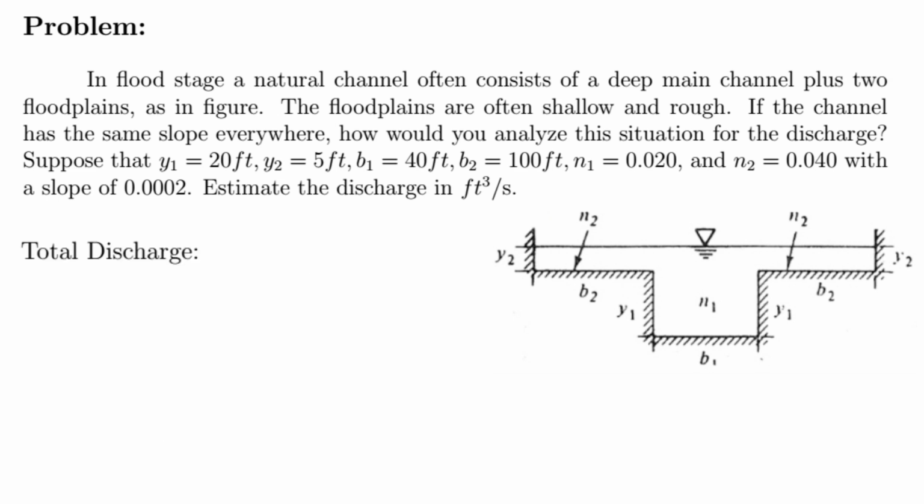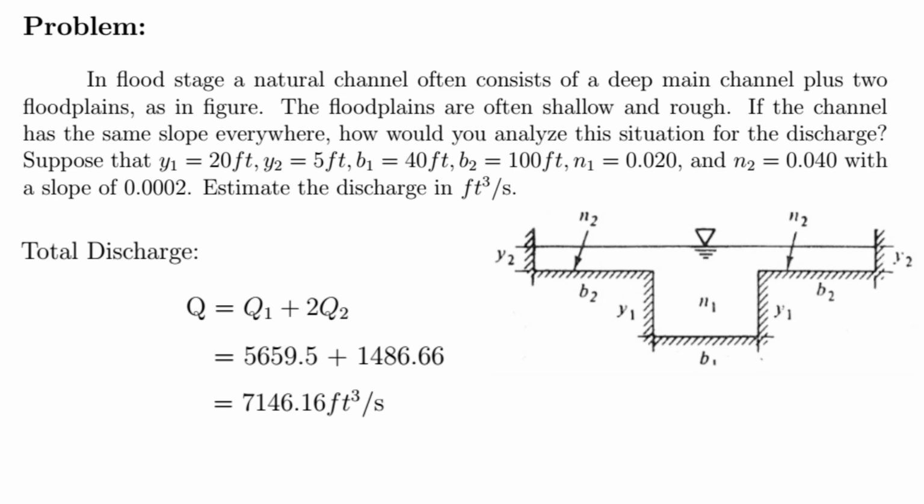Since we are finding the total discharge, knowing that the total discharge is the sum of discharges from the deep channel and both floodplains. The discharge of the deep channel is 5,659.5 cubic feet per second, and the discharge in both floodplains is 1,486.66 cubic feet per second. And if we add these discharges, the total discharge is 7,146.16 cubic feet per second.